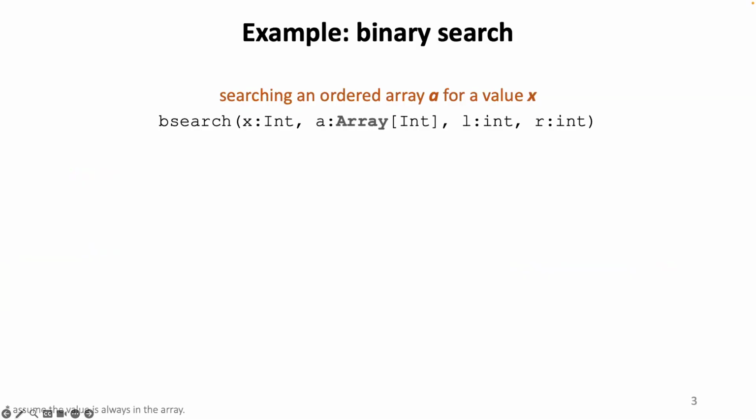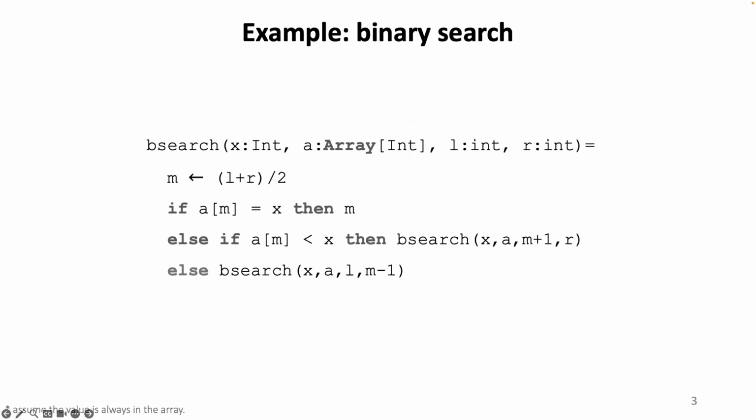This slide shows the type signature of the program, where bsearch takes a value X and an ordered array A and the ranges of the array to search, left L and right R. For simplicity, we would assume the value is always in the array, so the searching is always successful. And hopefully you still remember how to implement this algorithm from your algorithm courses. So the program would go like this.